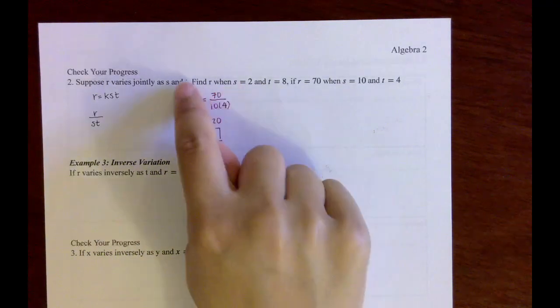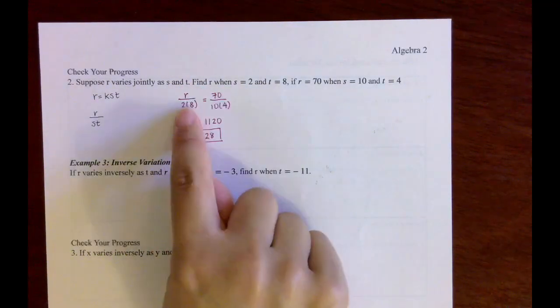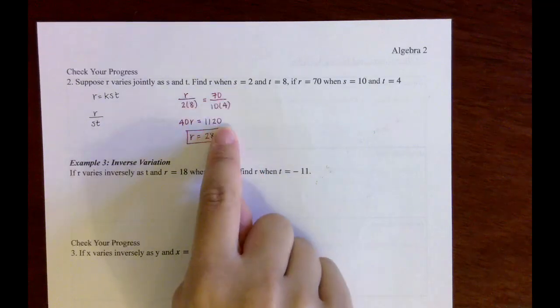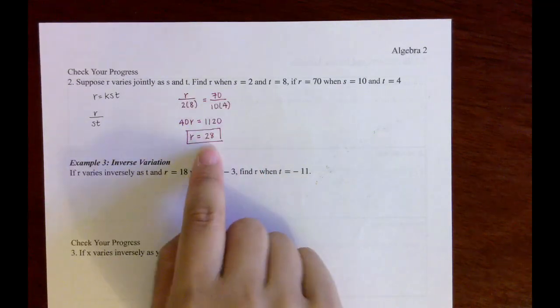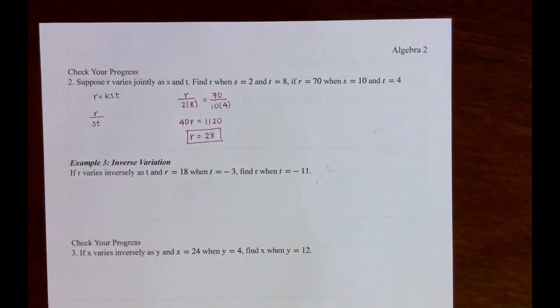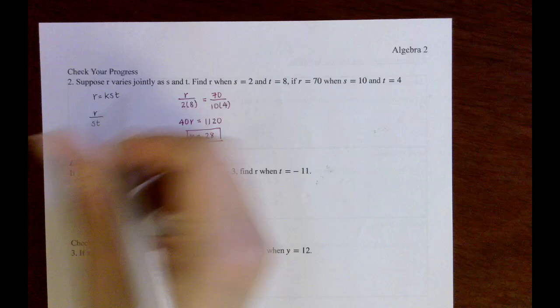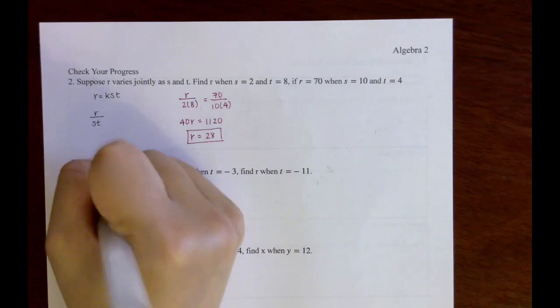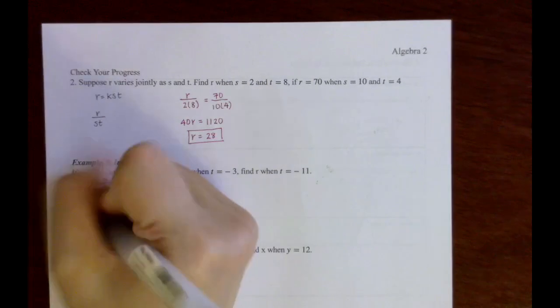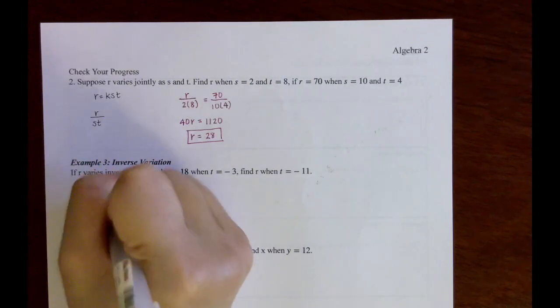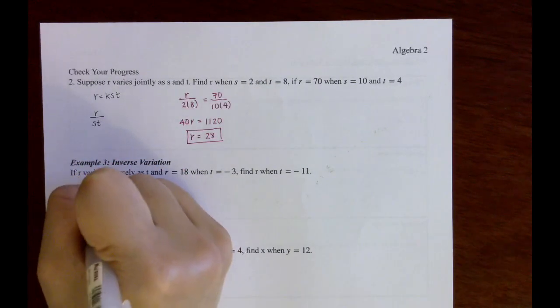Cross multiply, so R times 10 times 4 is 40R. 2 times 8 times 70 is 1120. Divide both sides by 40, R equals 28. And so now this is example 3. So R varies inversely as T. That means R equals K over T, which means that to get K by itself, it'd be RT.